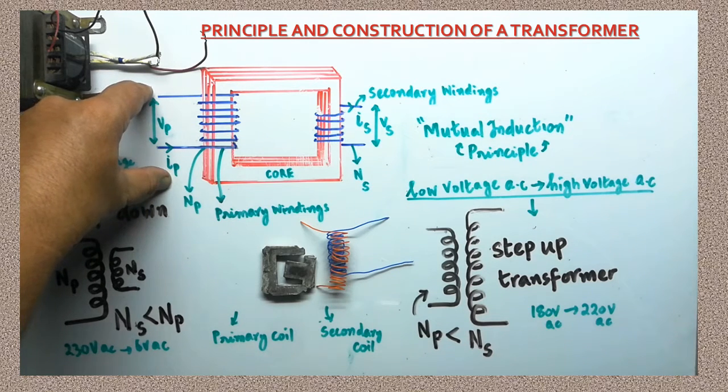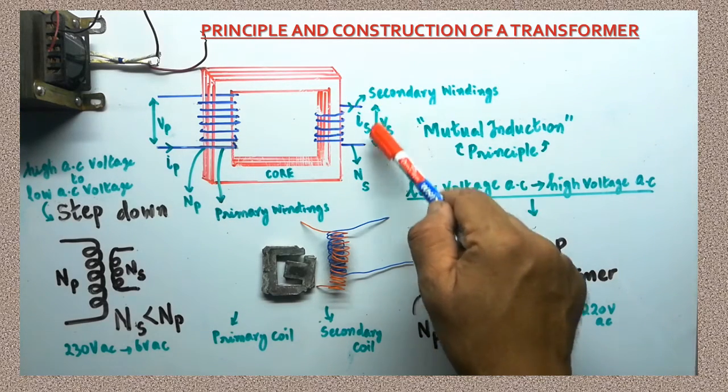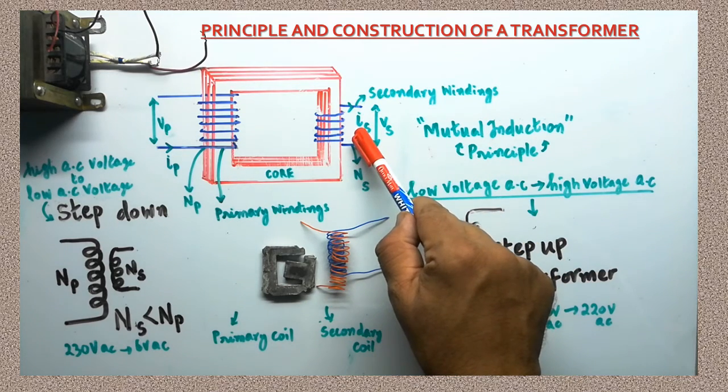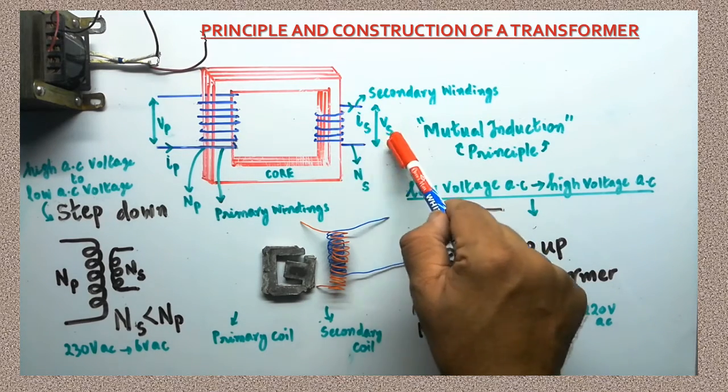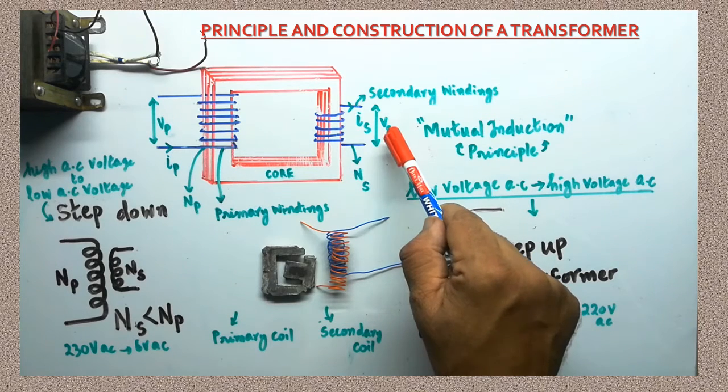That power is called input power. What is this? Input power, that is power in the primary. Are you clear? If you multiply the induced EMF, that is the voltage across the secondary, and the current induced in the secondary, you will get the power in the secondary. That is output power.